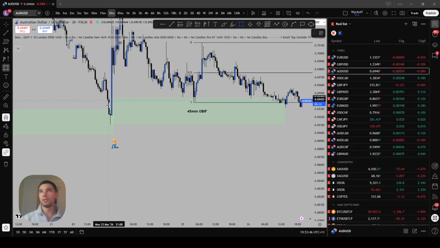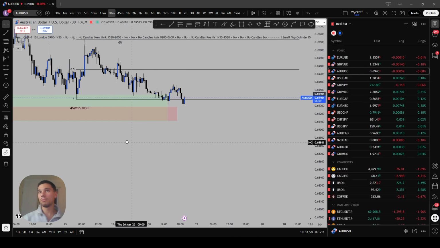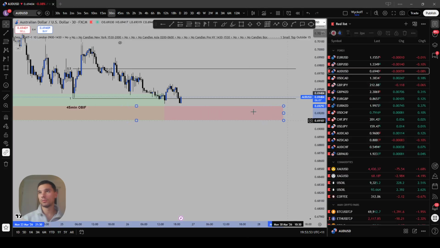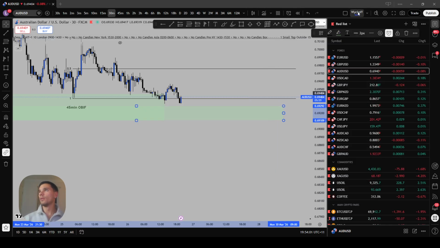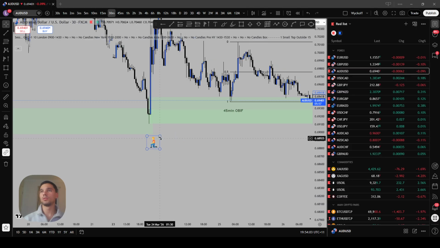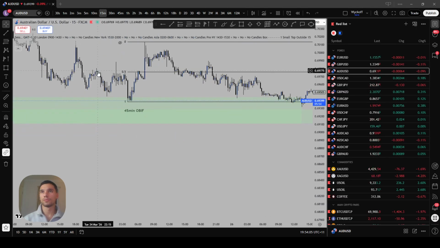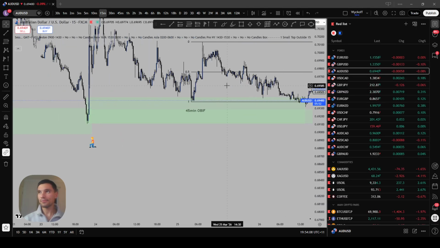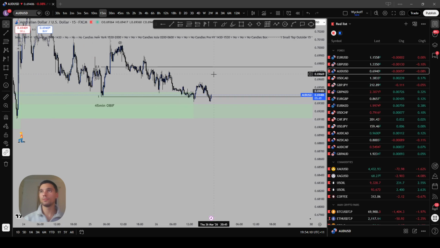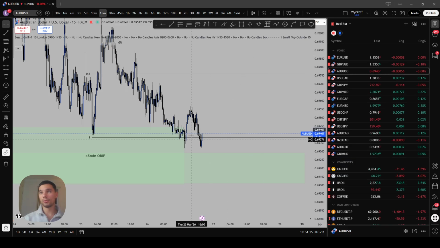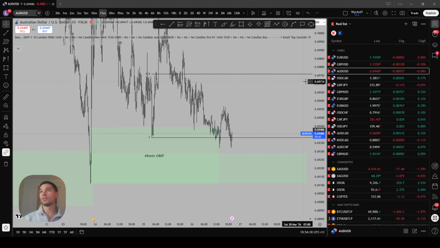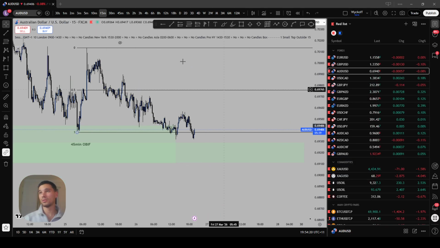And we also have a 30-minute OBIF, which has not yet been mitigated. This could also be the schematic itself, and that's it. It's possible. It is possible.